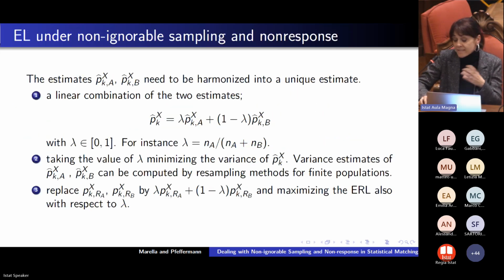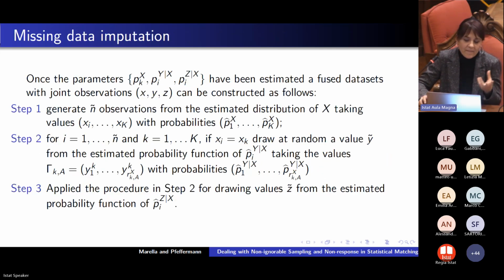Okay, now once the population parameters have been estimated, we can reconstruct a fused data set with joint observation of X, Y, and Z using the following three-step algorithm. First of all, we generate n tilde observations from the estimated distribution of X, and then conditionally on X, we draw at random a value of Y tilde from the estimated probability function of Y given X, and at random, we draw a value of Z tilde from the estimated distribution of Z given X.